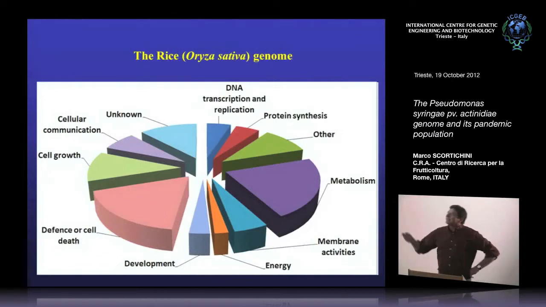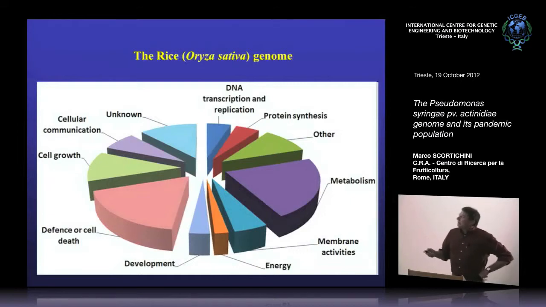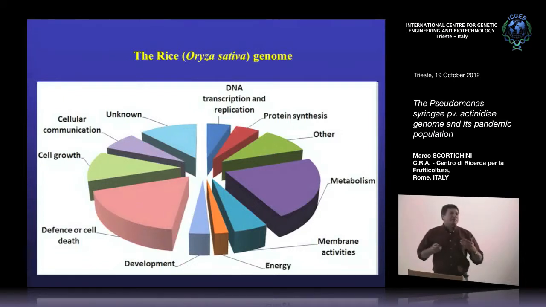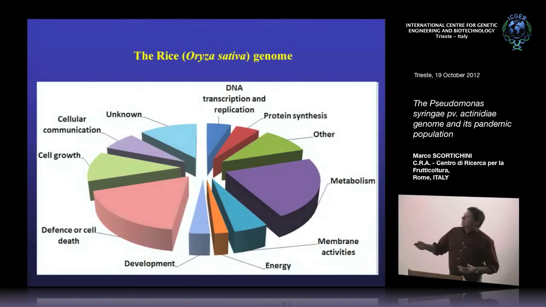This slide is just the genome of rice, that you know is one of the plant species that was completely sequenced some years ago. And you can find here the different departments, I would say, of categories of proteins. In other words, what the proteins of rice are useful for in the plant. You see a certain percentage for cellular communication, other for protein, unknown, of course, DNA replication.